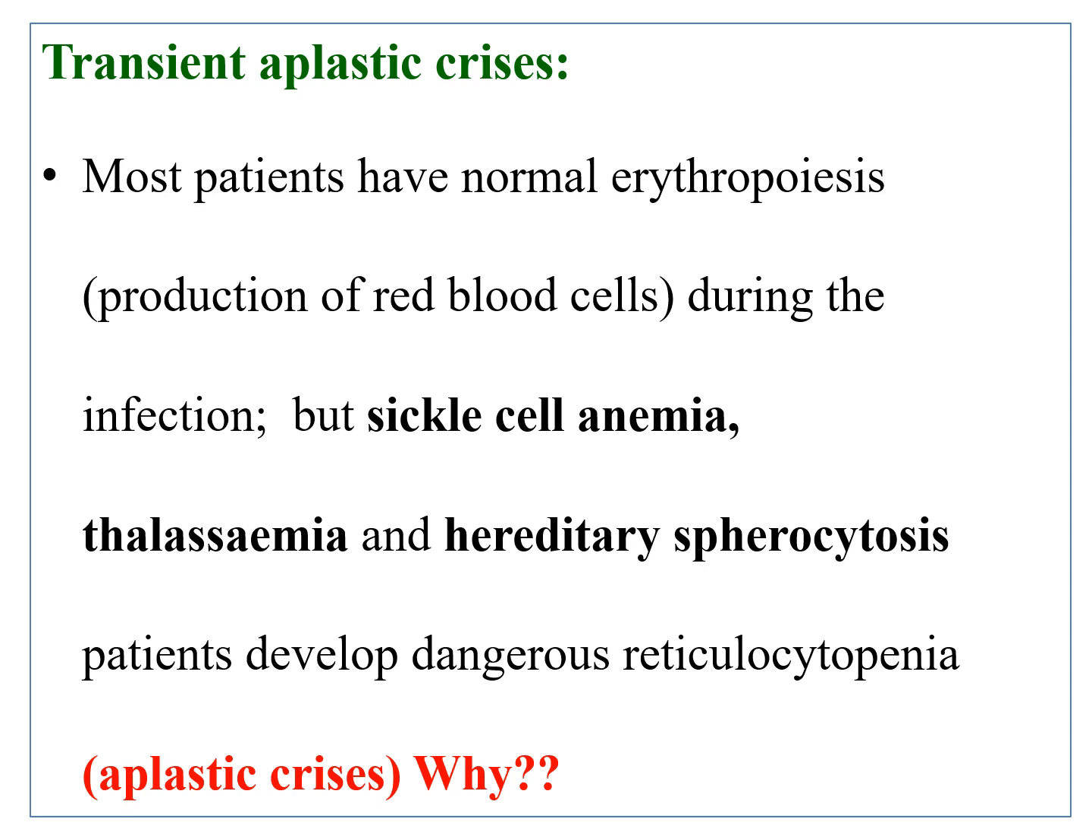Infection by parvovirus B19 can cause an emergency situation, a fatal disease called transient aplastic crisis. And this happens only in those who have sickle cell anemia, thalassemia, or spherocytosis. And our question is, why do these patients suffer of aplastic crisis?